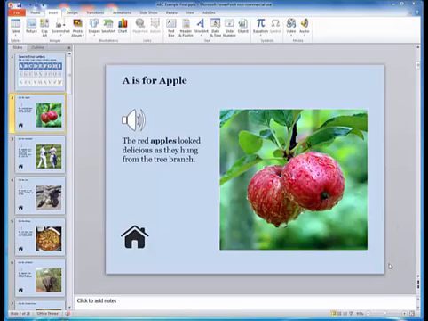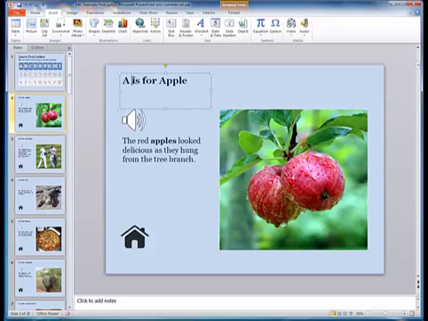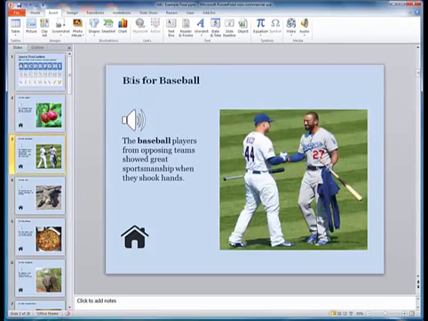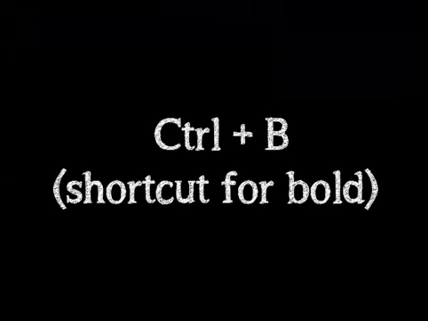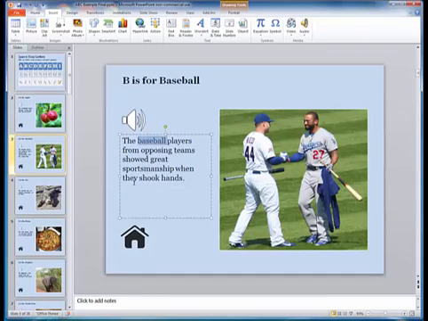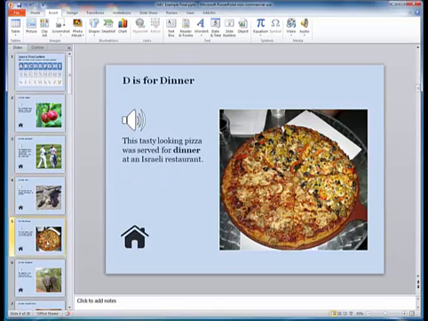One thing that you will want to do is go ahead and type in what the letter is for. For example, this is apple, so I put A is for apple. The next one is baseball. If you want, you can bold the word in the sentence, which I did by selecting it and doing Control-B. So what you would do is you select the word that's being represented and you do Control-B of the keyboard to bold that word. As you can see, I set it up for every slide. D is for dinner, and I bolded dinner.